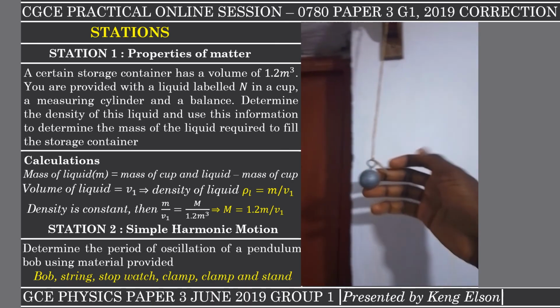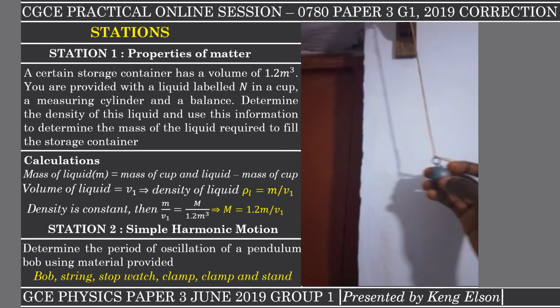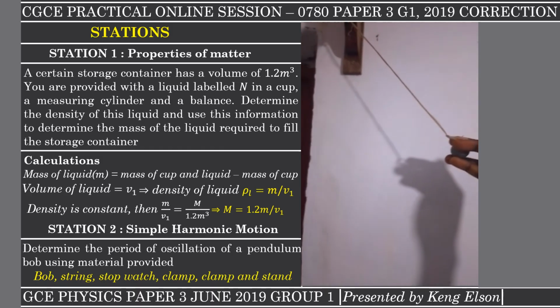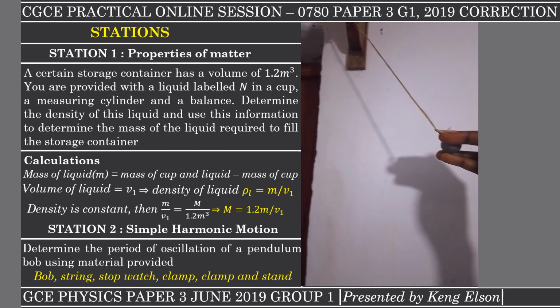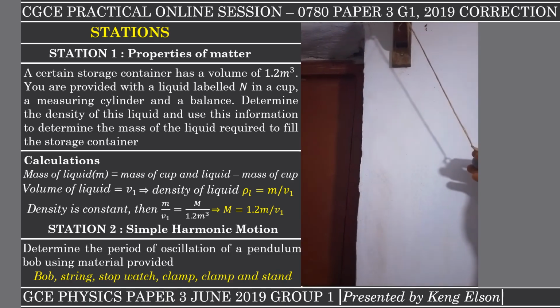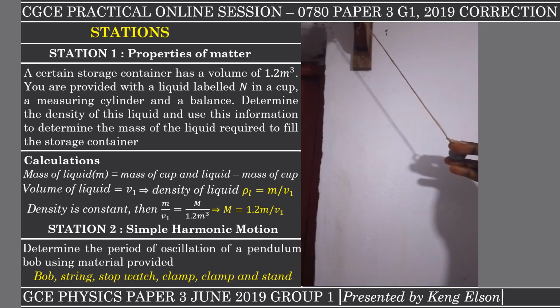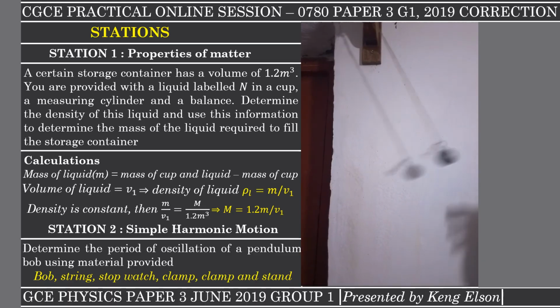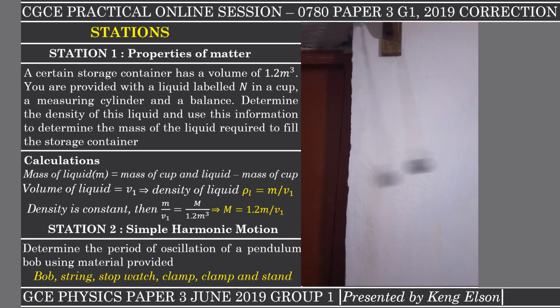So here we have the simple pendulum bulb. To get the period, we have to oscillate it for a certain number of oscillations, and then we find the time taken using the stopwatch. So once I release the pendulum bulb, I will start my stopwatch. So all we need to do is we basically do this.